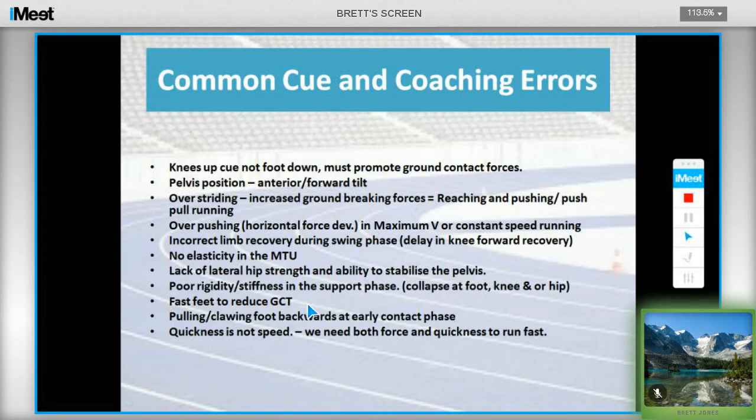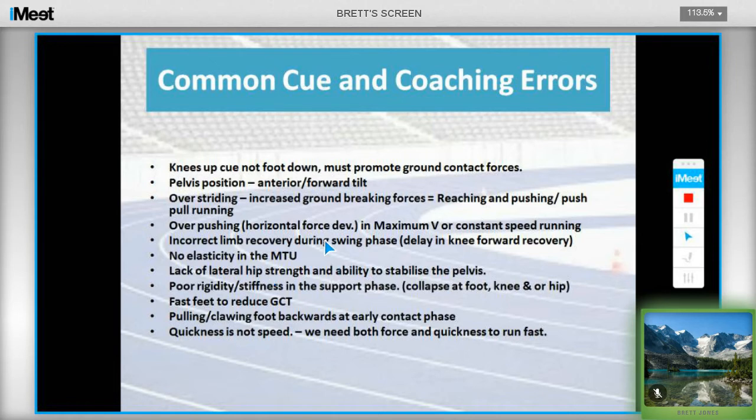Cueing fast feet reduces our ability to spend time on the ground, and we actually need to spend time on the ground to generate our forces. So teaching somebody to be quick really does reduce the time on the ground to spend generating forces, and they often then won't generate as much force and therefore won't generate enough projection forward because of limited force to actually run well or improve their running.